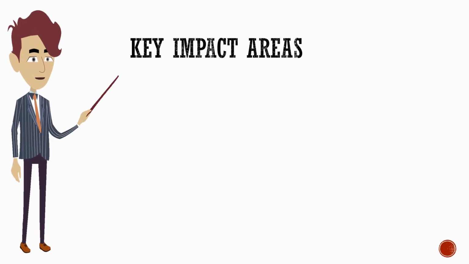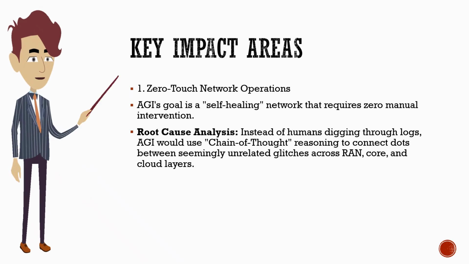So let's now see some key impact areas in telecom. The first key impact area is zero-touch network operation. AGI's goal is a self-healing network that requires zero manual intervention. So assume a network where it is able to heal itself. Forget the physical issues, like the network getting damaged due to very large environmental events, where a technician will be needed. But the other issues, right?